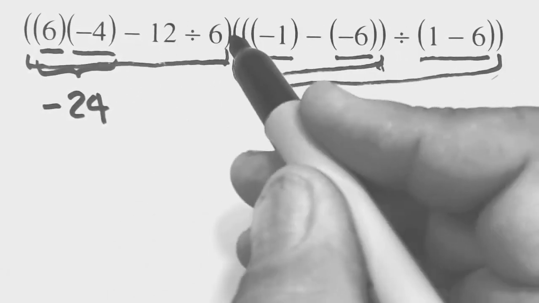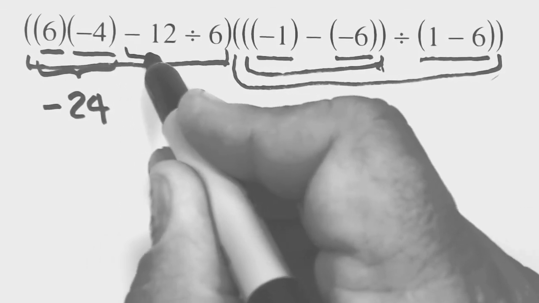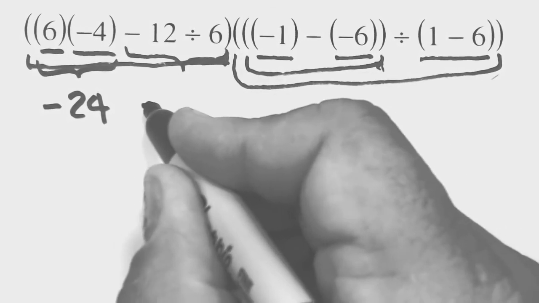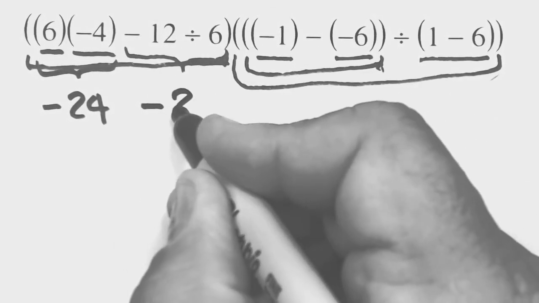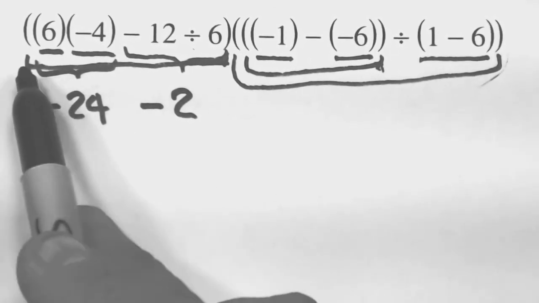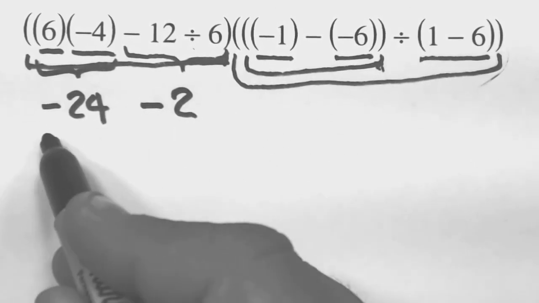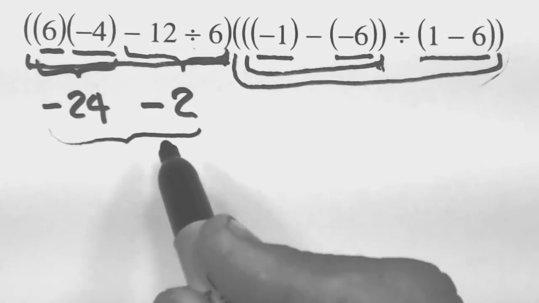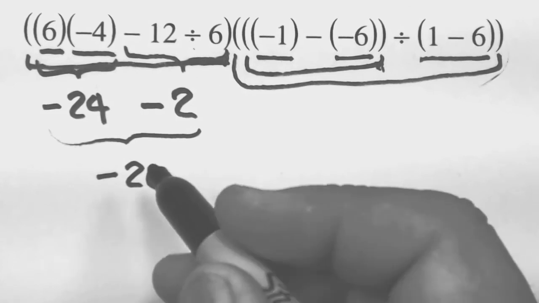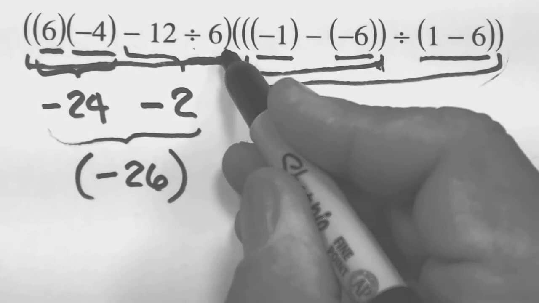Okay, now we can move over and do this divide over here, and take the sign with it as you do it. Negative 12 divided by 6, well, there's a single minus sign, and 12 divided by 6 is 2. Okay, well, what we have inside this first big set of parens here is negative 24 minus 2, and that's a subtract. Well, we combine those two. Well, they have single signs already. We get a negative 26. Okay, that's what we have inside the first set of parens.